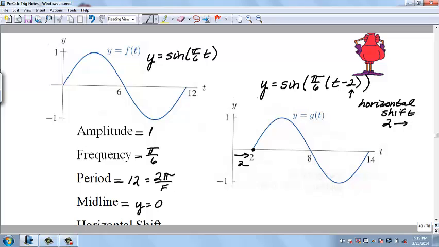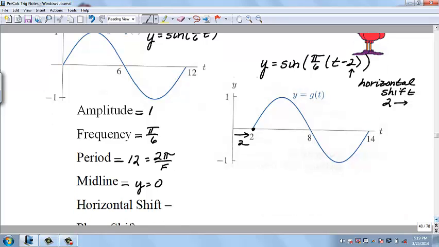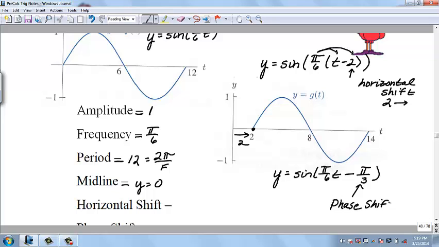Now, watch what happens when I multiply that out. So I could write this also as y equals sine pi over 6t minus, so I've multiplied it here, and then I'm going to multiply here. So when I multiply it by 2, I get minus pi over 3. Now, when it's like this, what we look at here is this is called my phase shift, which is a positive pi over 3 because it's the opposite way. Still, it's an inside shift, but it's positive.